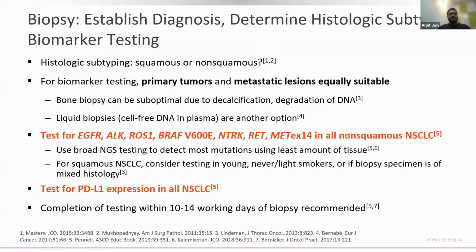So, as NCCN also recommended, a minimum of 9 types of genetic alteration testing in all non-squamous NSCLC patients, which is EGFR, ALK, ROS1, BRAF, NTRK, RET, MET exon 14, along with PDL1 testing with the IHCs. It has also been recommended that all the information regarding these testing results should be available within a span of 2 weeks at least. And NCCN also recommended certain molecular testing in squamous cell NSCLC patients also.